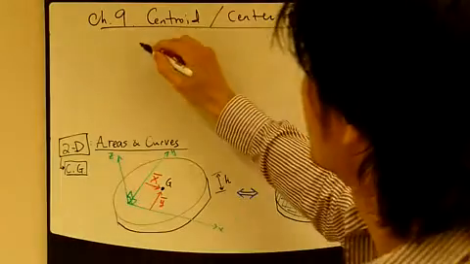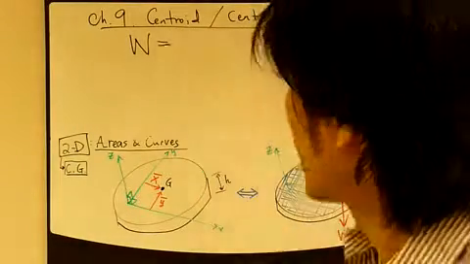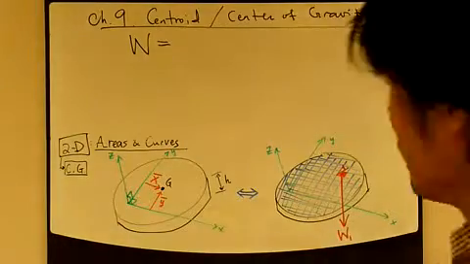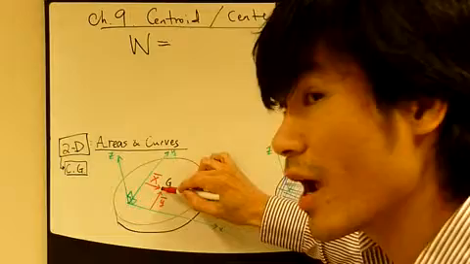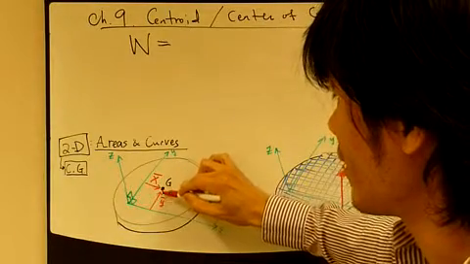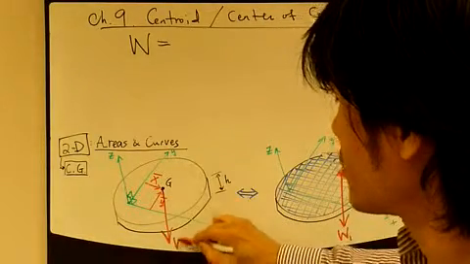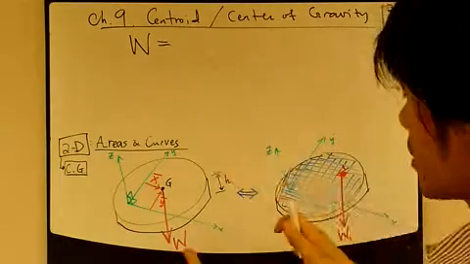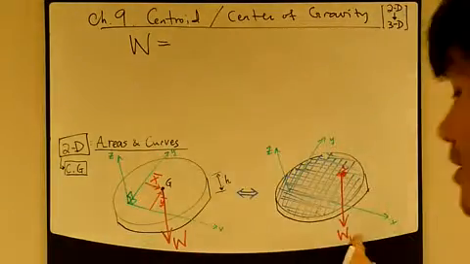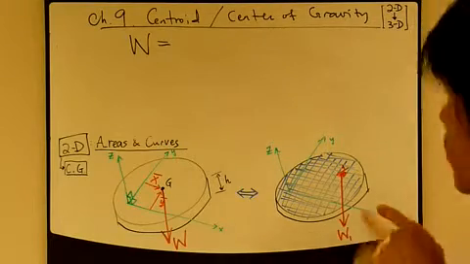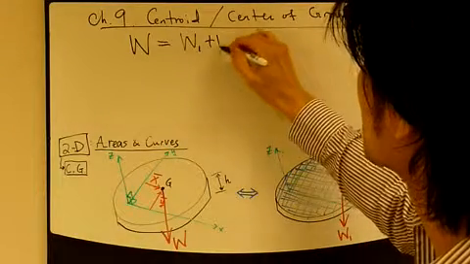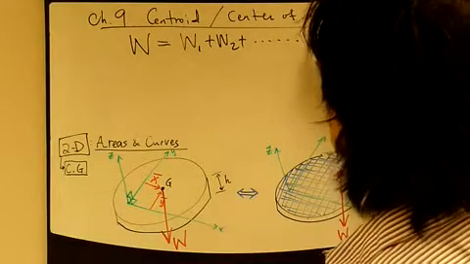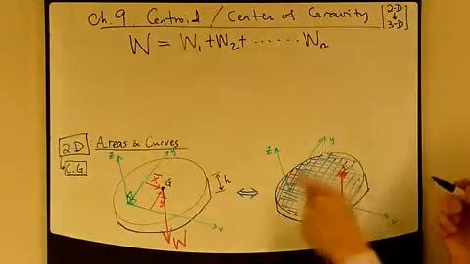So if I write down this W, where W is total weight, and simply apply it through this point G, here is where I draw the weight vector. So this W right here is equal to the sum of all the individual weights: weight 1 plus weight 2 plus, and so on. Let's say we divide into n elements.